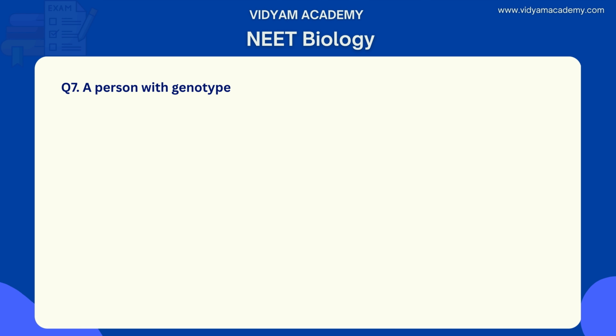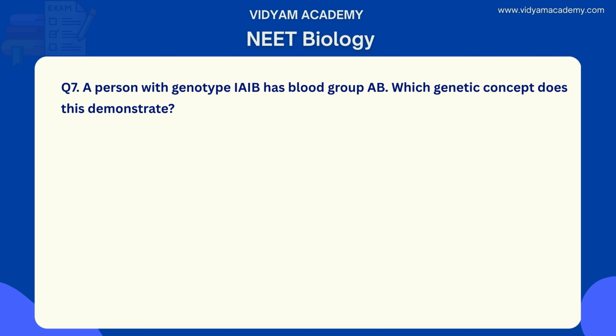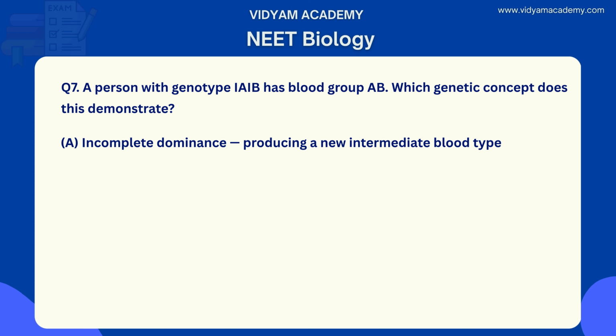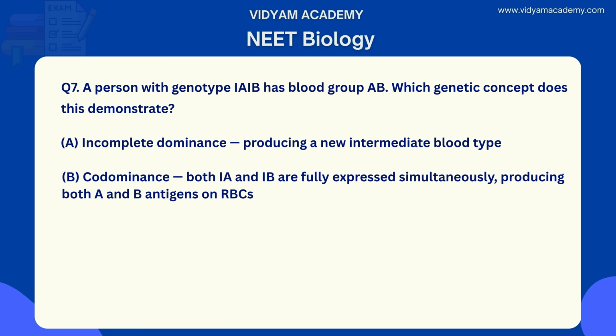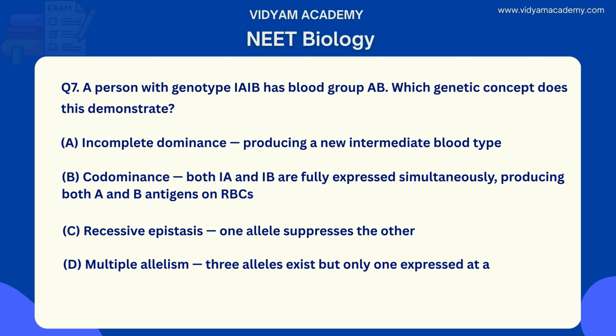Question number 7. A person with the genotype I^A I^B has blood group AB. Which genetic concept does this demonstrate? Option A, incomplete dominance producing a new intermediate blood type. Option B, codominance, both A and B are fully expressed simultaneously, producing both A and B antigens on RBCs. Option C, recessive epistasis. One allele suppresses the other. Option D, multiple allelism. Three alleles exist but only one is expressed at a time.